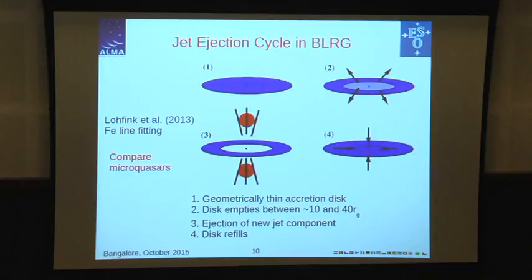And the reasoning behind this is fitting the ion line profiles and looking to see what the models give you for the inner radius of that. So there is some suggestion that the ejection of radio components does involve the disappearance of the inner disk, which is an interesting tie-in, particularly when you take that together with the fact that you also see jets in the low excitation systems.